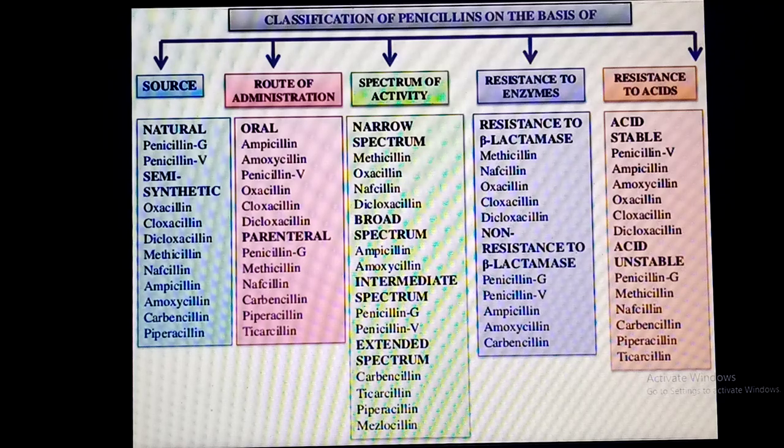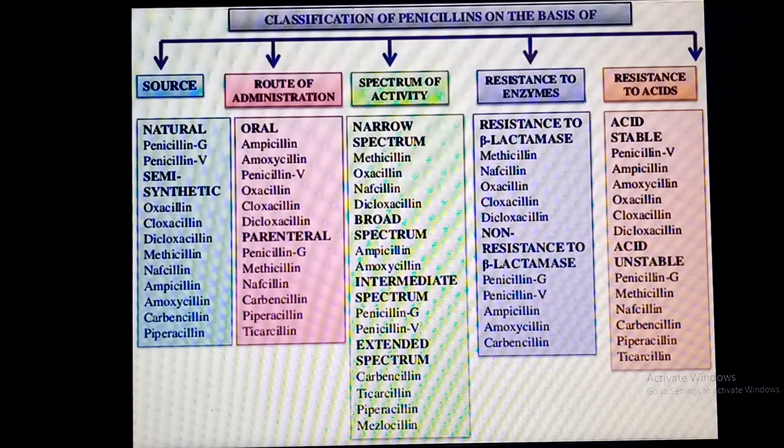Another thing is the resistance to enzyme. What are the drugs which show resistance to certain enzymes, like beta-lactamases? These are methicillin, nafcillin, oxacillin, cloxacillin, and dicloxacillin. While those drugs which don't show any resistance to beta-lactamases are penicillin G, penicillin V, ampicillin, amoxicillin, and carbenicillin.